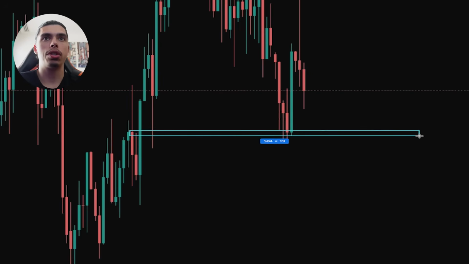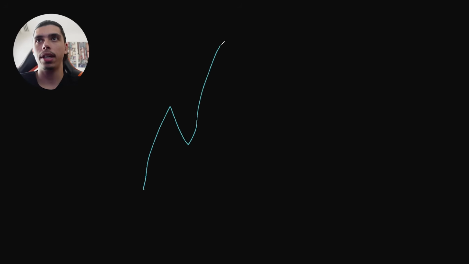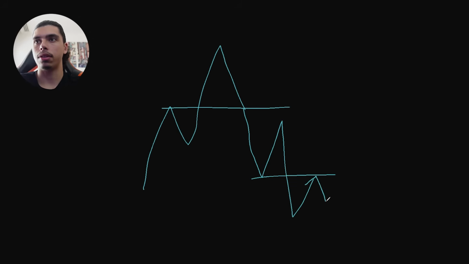Remember, there's a concept that is called support flip resistance or resistance flip support. It's a very basic concept, but we'll go through it a little bit. If you have a resistance that was made, if price comes back, that can act as a support, right? Or a potential reversal zone. Same thing. If you have a support that was made like this, that can act as a potential resistance.